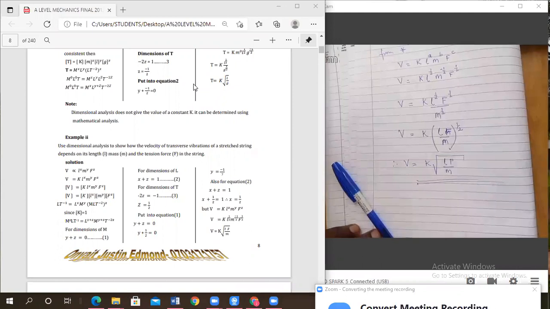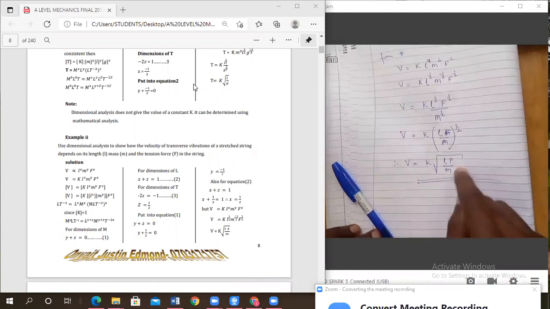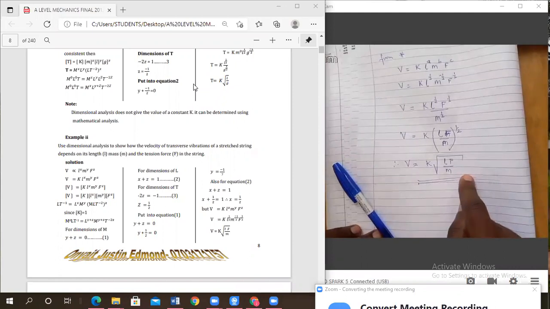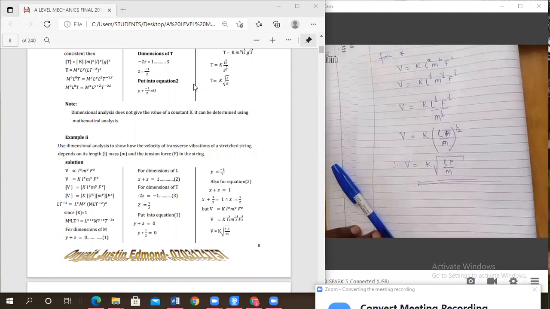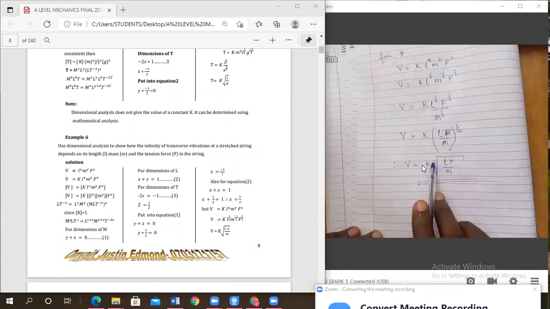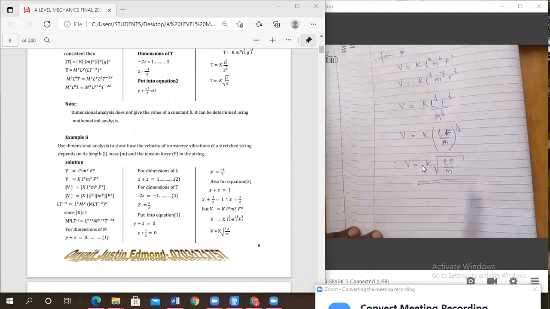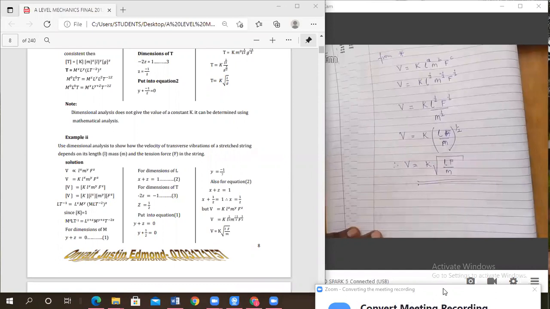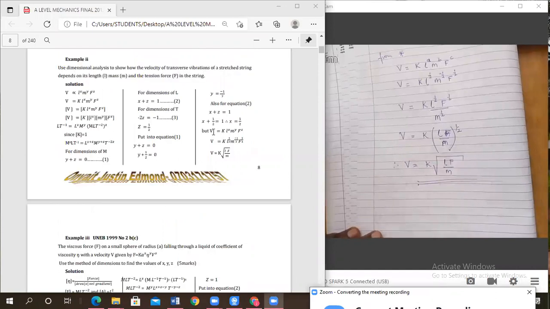Okay. Are we together? Yes, teacher. You have understood how this formula came about, right? Just a reminder, in dimensions we cannot get the constant k. If you want to find a constant k, then we use what we call mathematical analysis. But dimensionally, we just use it to derive the equation. Okay? Are you together?